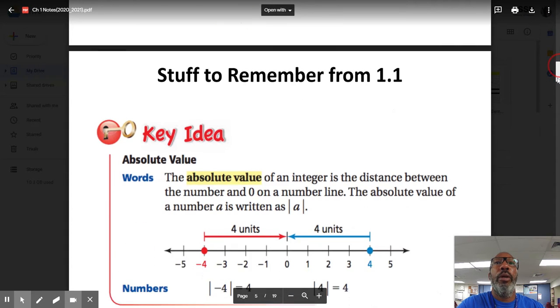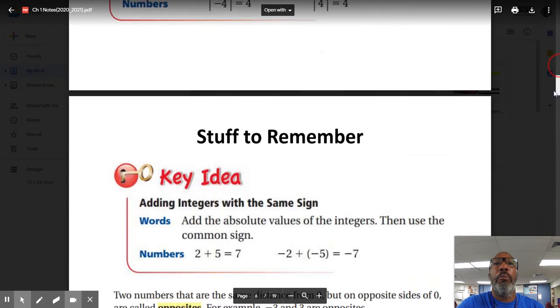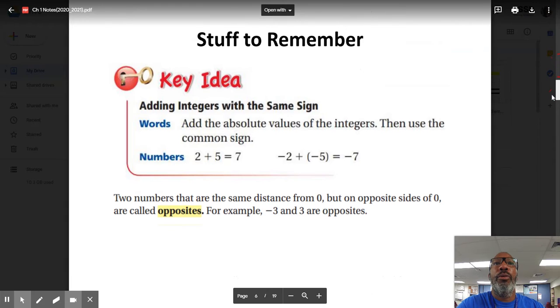So section 1.2, skip that slide, adding integers with the same sign. So remember, same sign, add and keep. Okay, and it tells you what to do. Add the absolute values of the integers, then use the common sign. And there's a couple examples for you right there. And remember what opposites are. Opposites are basically two numbers that are the same distance from zero, but on opposite sides of zero.